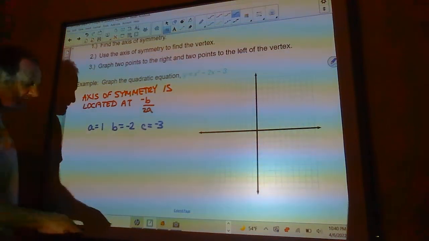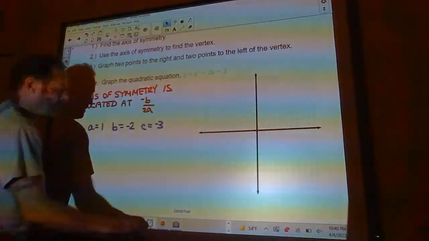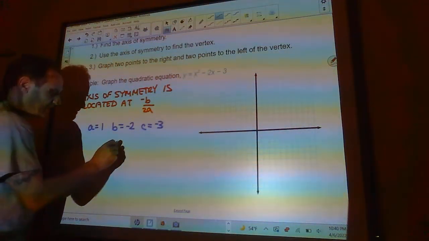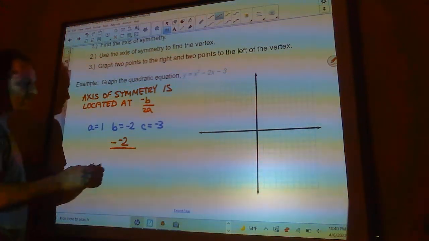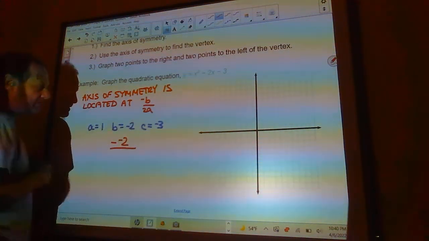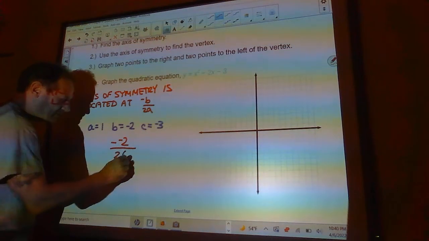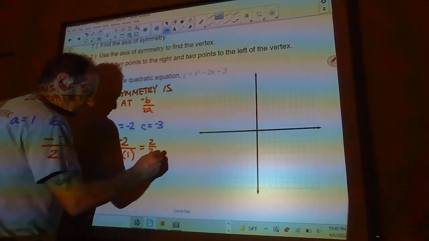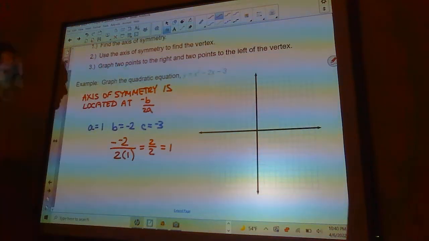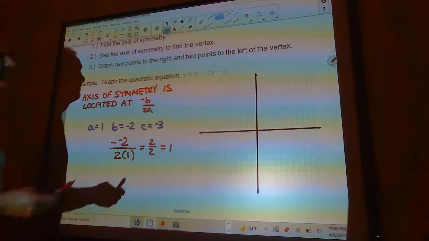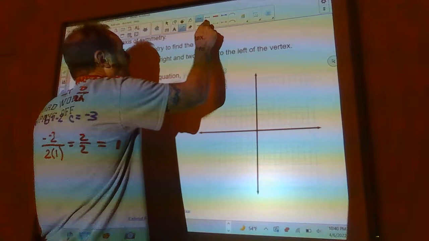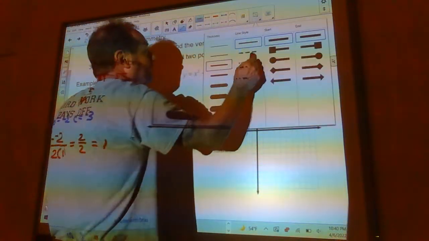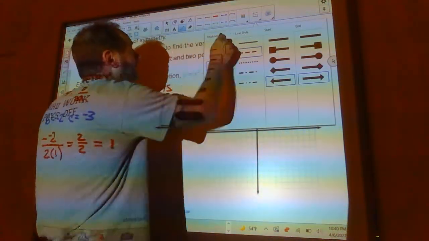So now I can calculate my axis of symmetry. It's going to be negative negative 2, okay, it's negative b, and b is already negative, over 2 times a. So this is just going to be 2 over 2, which is 1. Okay, so my axis of symmetry is located at 1, and I always put that on my graph right away.